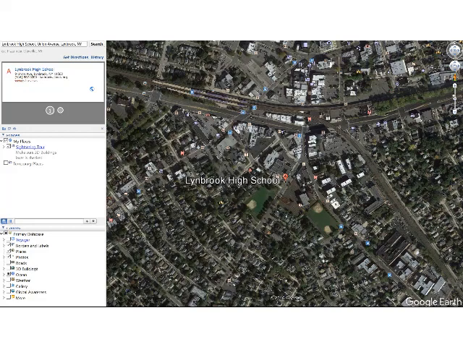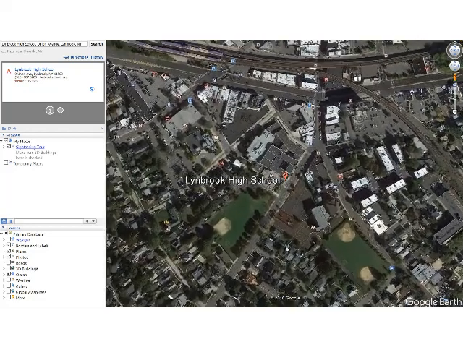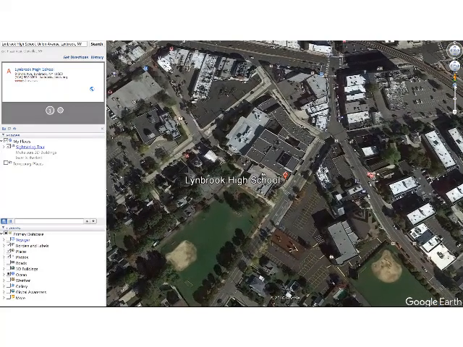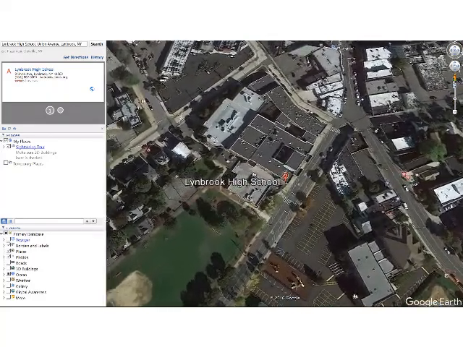I can intensify that by continuing to zoom in. So now I'm decreasing the field of view, but I'm increasing the magnification.